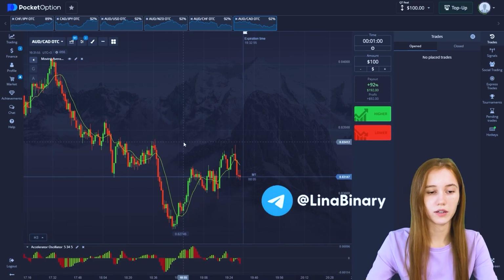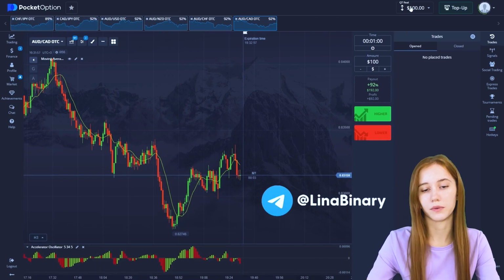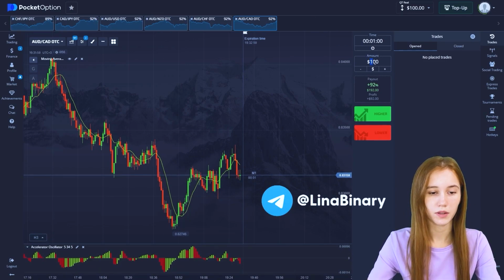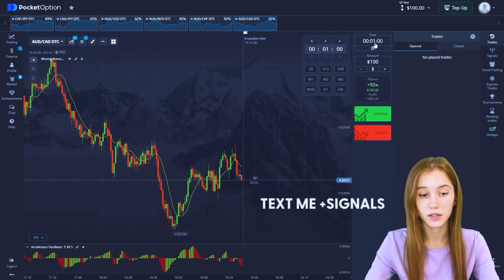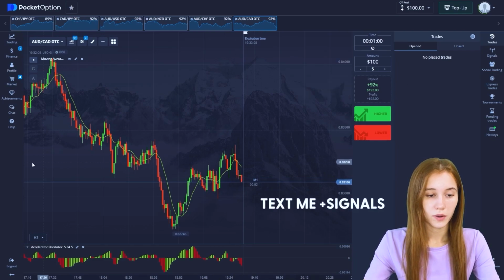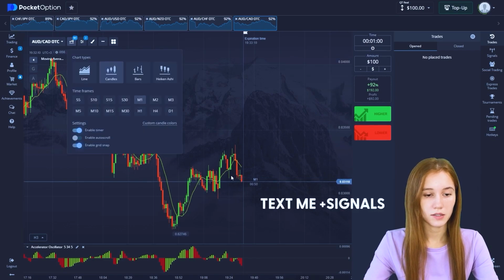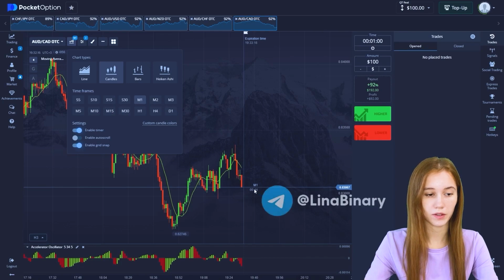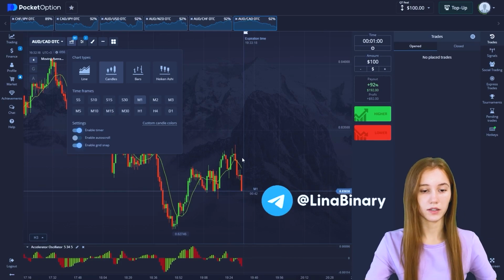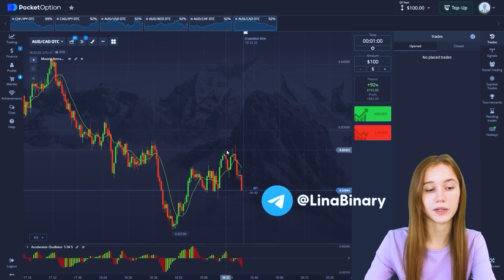Today we will trade on Pocket Option with the amount of $100. Exactly $100. We will have a deal time of 1 minute. So it's equal to 1 minute. In this case, the time frame on our chart is also 1 minute. All the candles are exactly 1 minute.